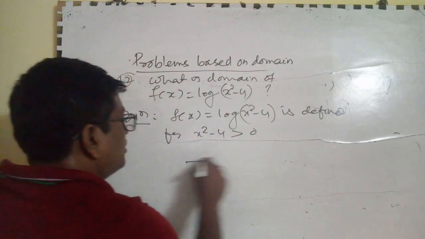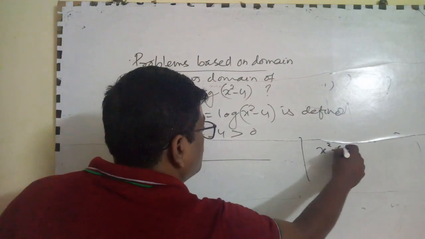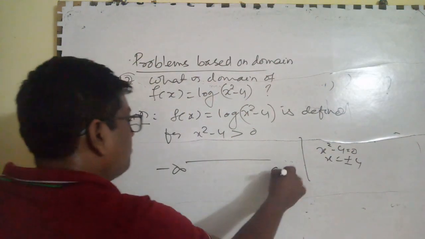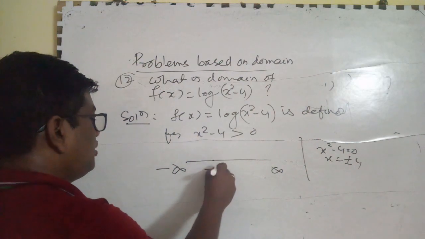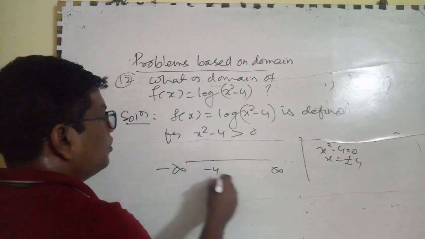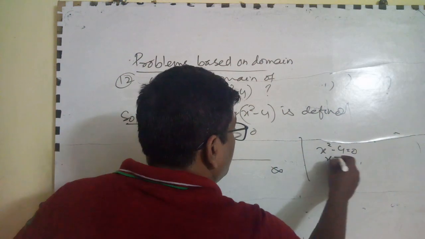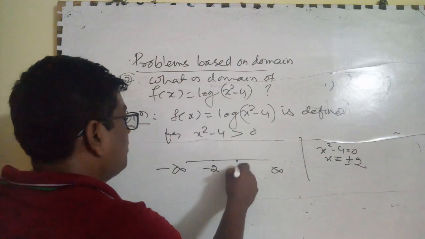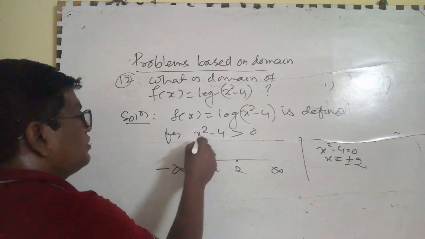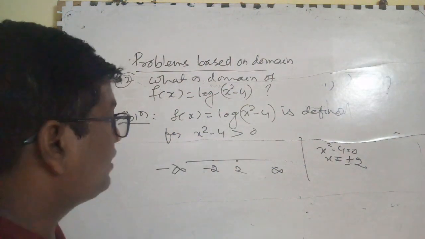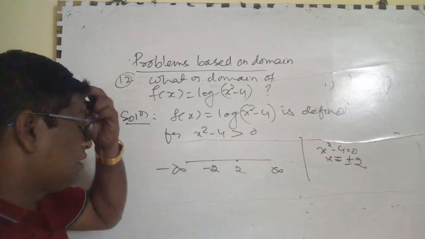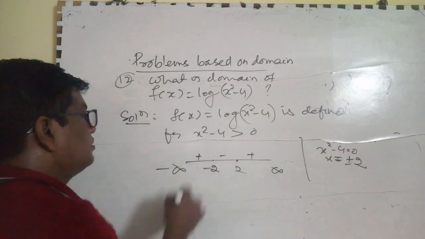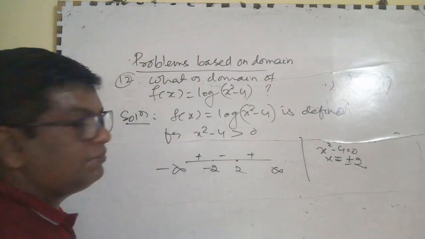Rough work here: x square minus 4 equal to 0, that is x equal to plus or minus 2. Minus infinity, plus infinity, here minus 2 and plus 2. Sign rule is important, so pay attention. Coefficient of x square plus, so put plus minus plus. You are required greater than 0 means positive.